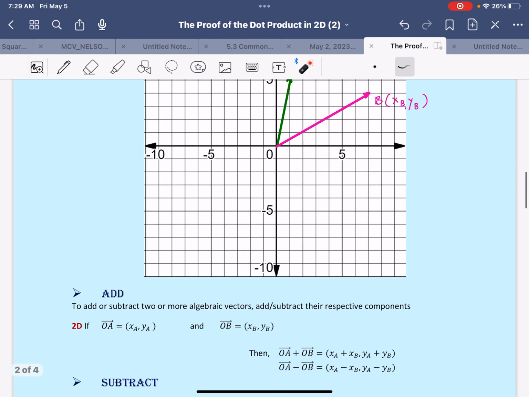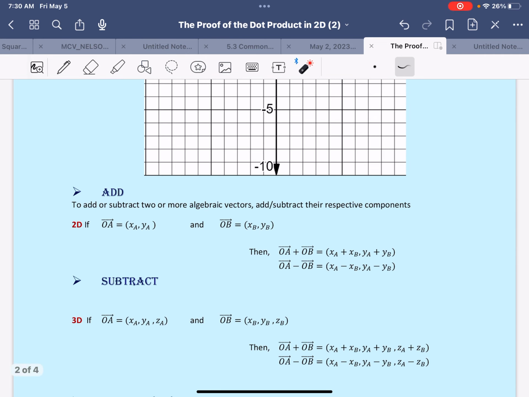We learned how to add algebraic vectors, and that was fairly easy if you recall. So for both vectors 2D and 3D, we follow the same strategy. So to add, we added the respective coordinates, so x's together, y's together, and z's together in 3D. And to subtract vectors, we subtracted the respective x coordinates, y coordinates, and the z coordinates. And obviously in subtraction, if you're subtracting OB from OA, that means that you are subtracting x of B from x of A. Same thing, y of B minus y of A, z of B minus z of A.